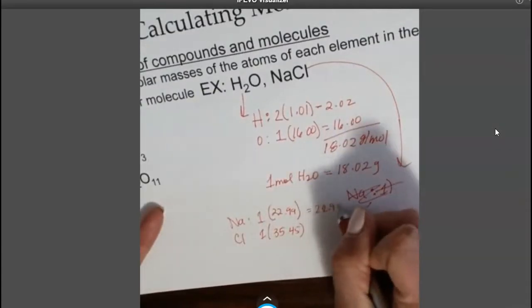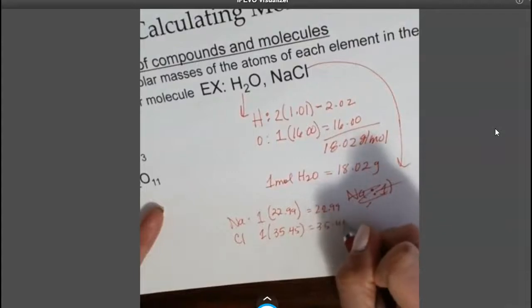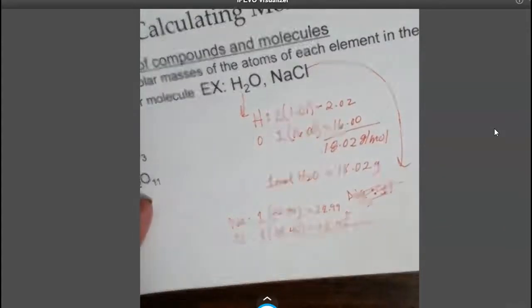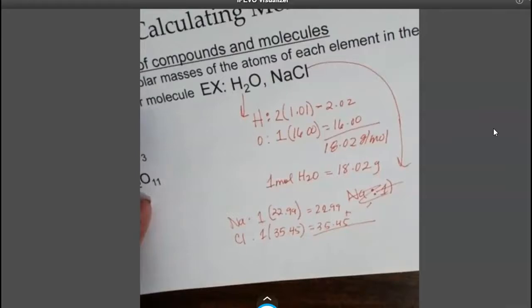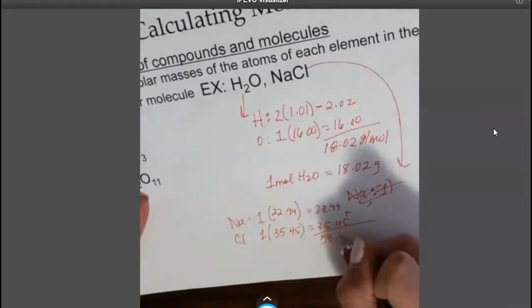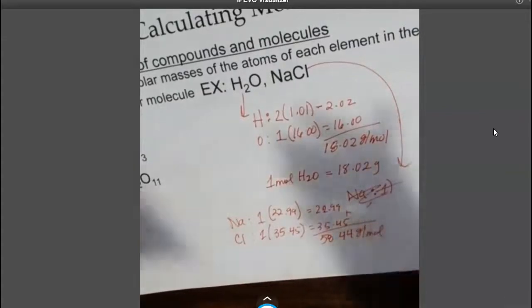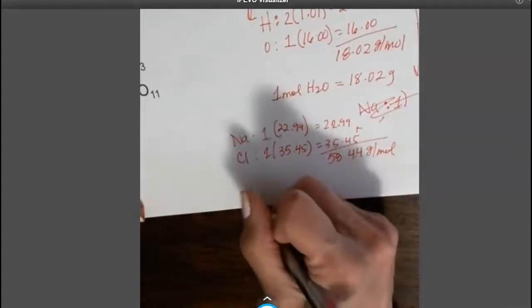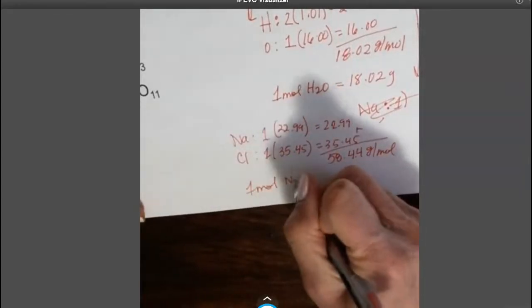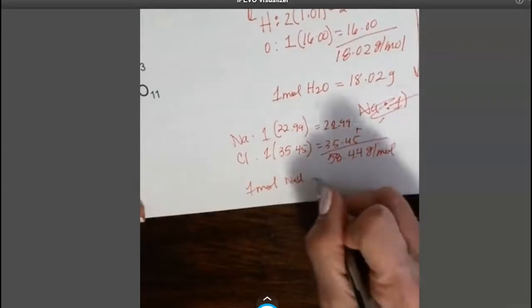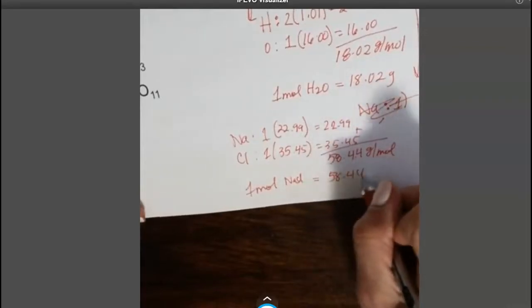So 22.99 and 35.45. I'm just going to add these together. And 22.99 plus 35.45 is equal to 58.44 grams per mole. So we just calculated the molar mass of sodium chloride. What this tells me is if I have 1 mole of NaCl, then its mass in grams will be 58.44 grams. And 1 mole of anything is equal to 6.022 times 10 to the 23rd.